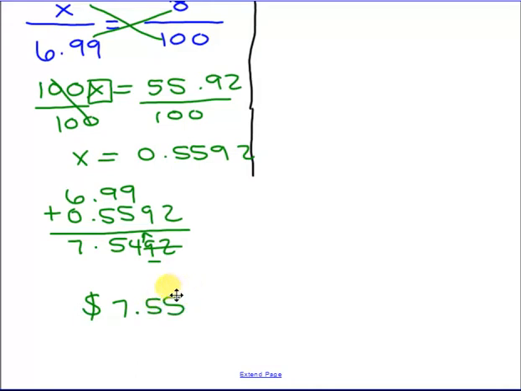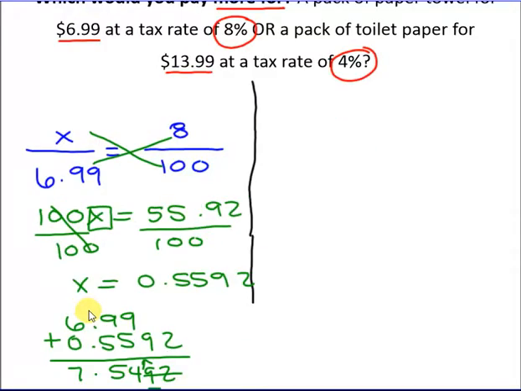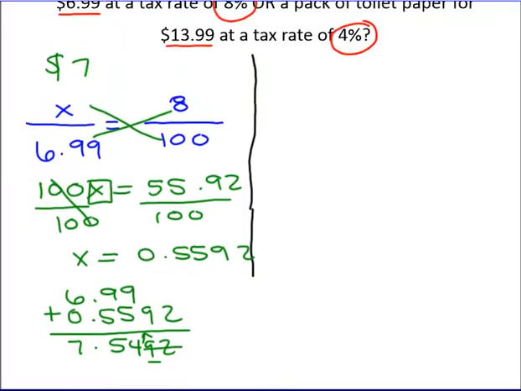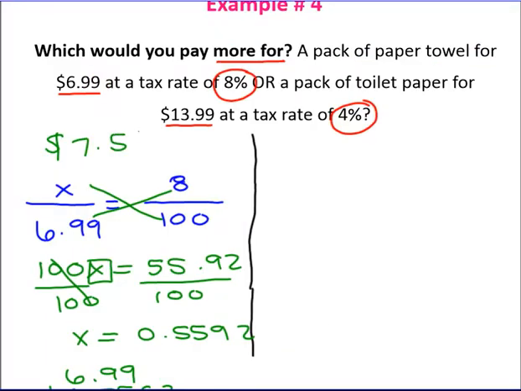$7.55. Now, I could sit here and work out the second problem, but remember that tax is added on. If this one right here costs $7.55, already it's cheaper than this one right here because the tax I'm just going to end up adding on to the $13.99. So this one is cheaper, the pack of paper towel.